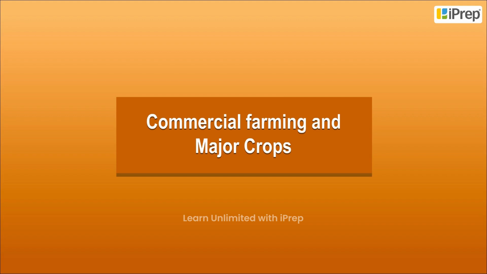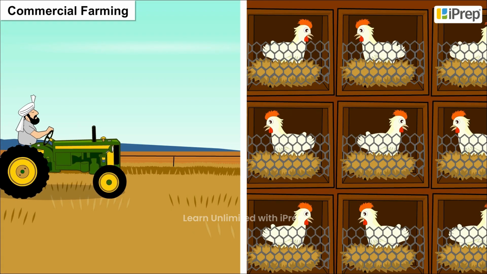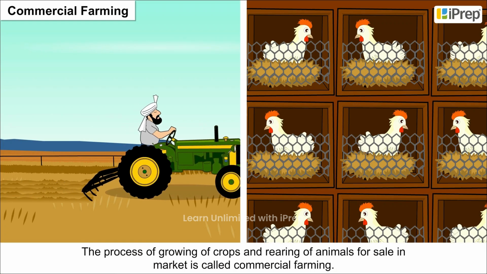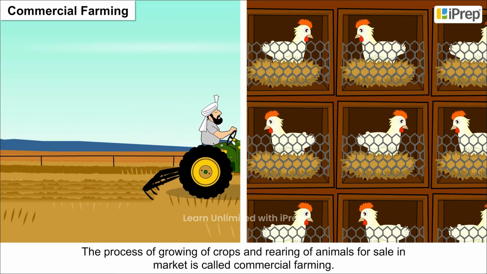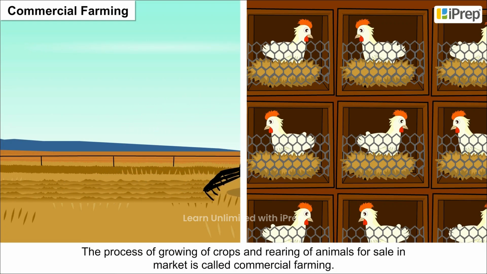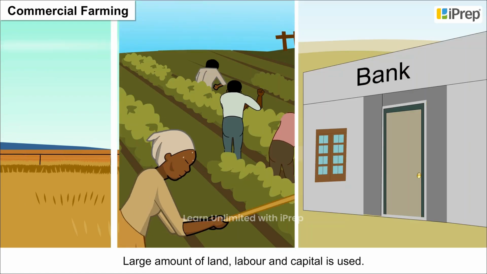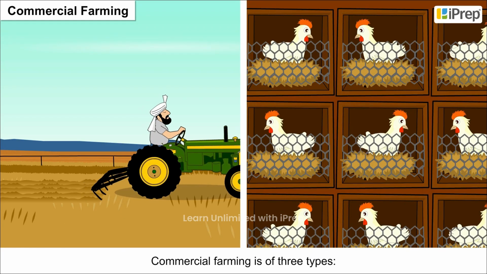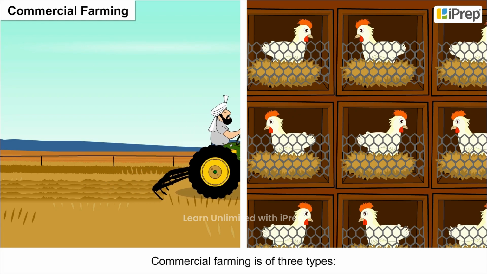Commercial farming and major crops. Commercial farming, the process of growing crops and rearing animals for sale in the market, is called commercial farming. A large amount of land, labor and capital is used. Commercial farming is of three types.